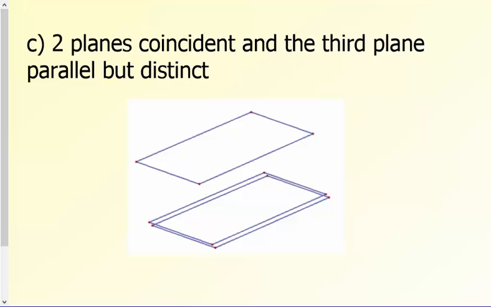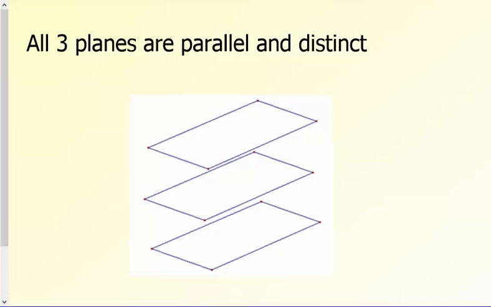The third case is where we've got 2 planes that are coincident, so basically one lying on top of the other, and then a third plane to that which is parallel. So the first 2 planes here are obviously going to meet, and there will be an infinite number of solutions to that, but they will never ever meet with the third plane. And the final case for 0 solutions, which I'm sure you've got, is that all 3 planes are parallel.